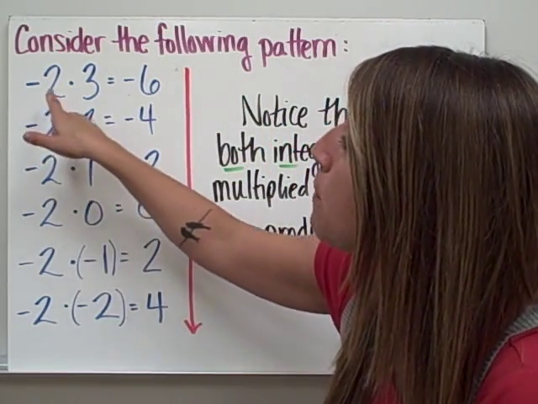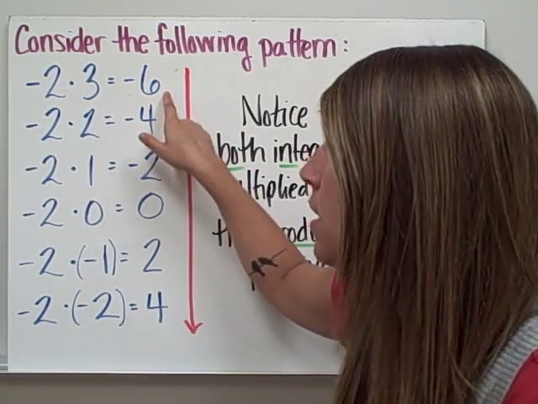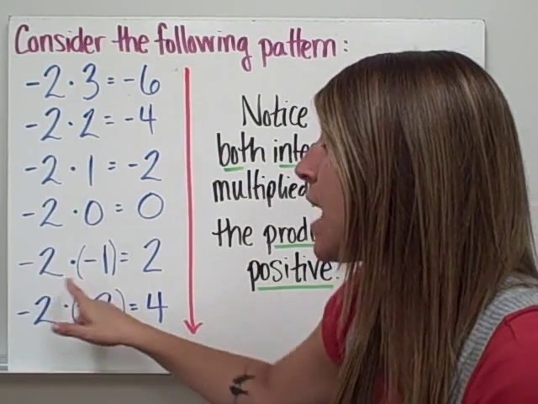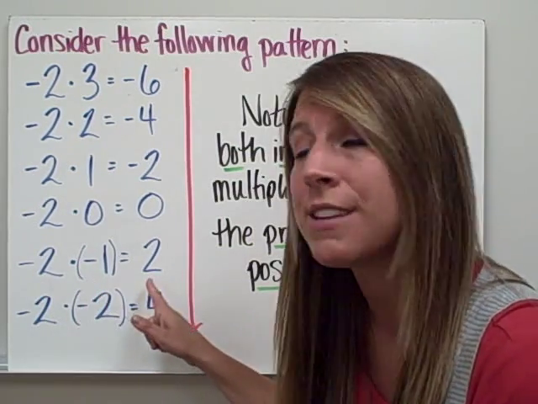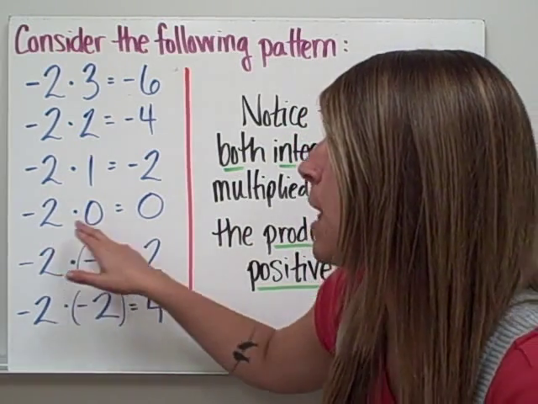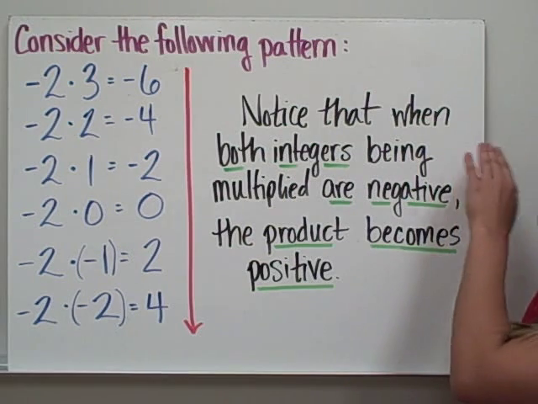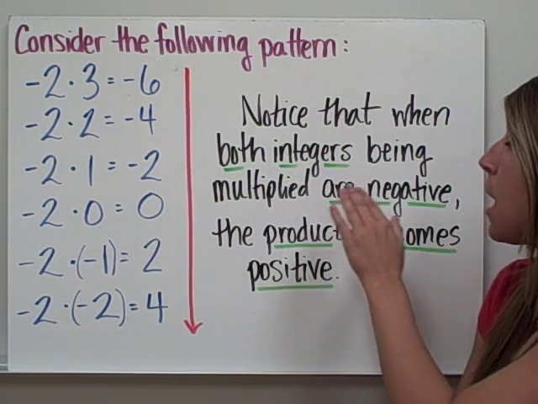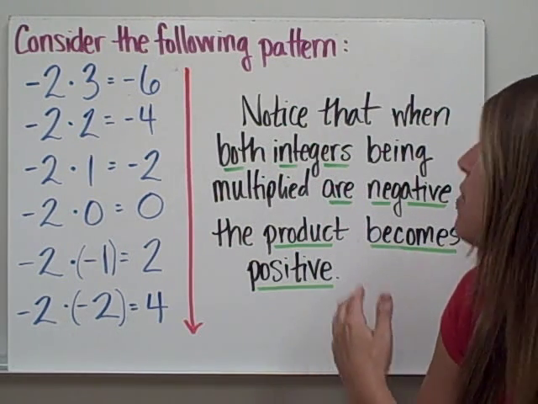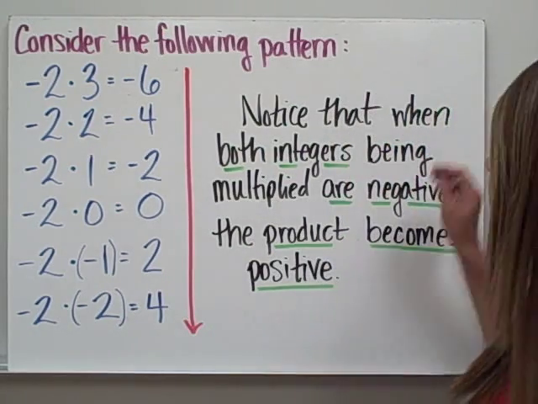So if I'm multiplying a negative by a positive, I'm getting a negative answer. When I multiply a negative times a negative, I'm getting a positive answer. And as you know, anytime I multiply by 0, the product is 0. What I want you to notice is that when both integers are multiplied and they're negative, then the product becomes positive.